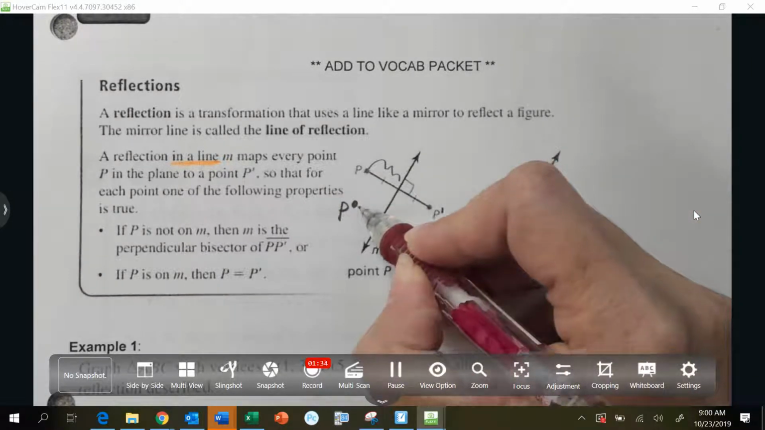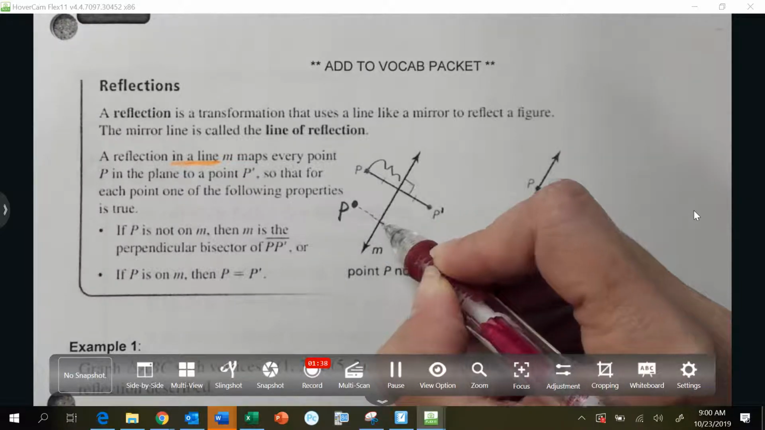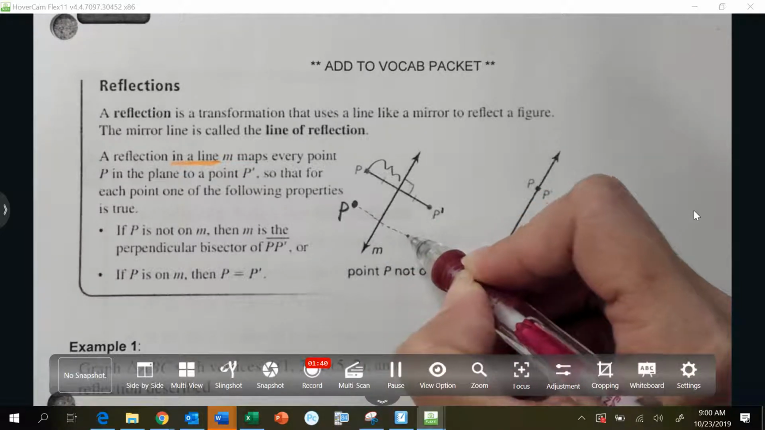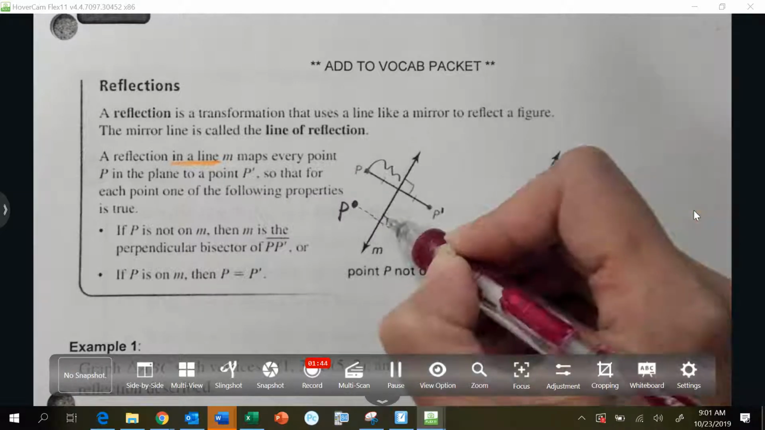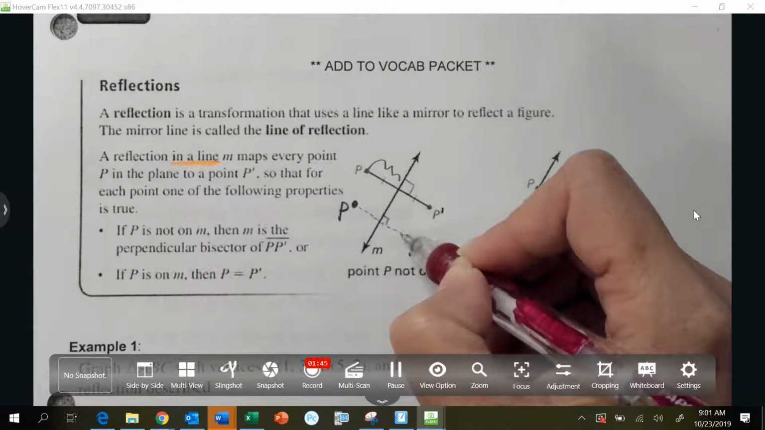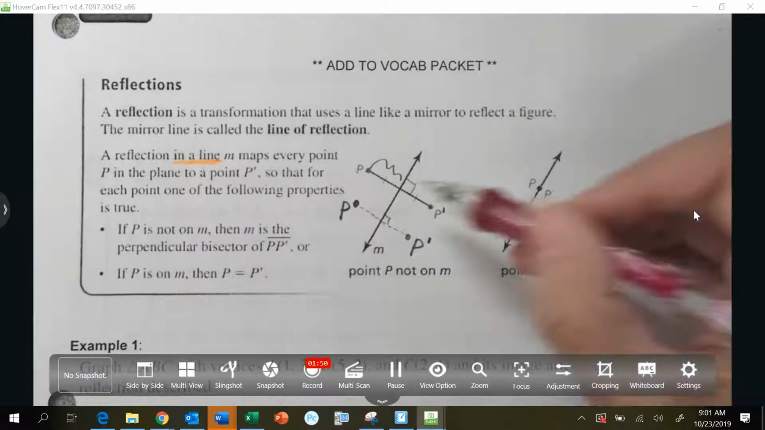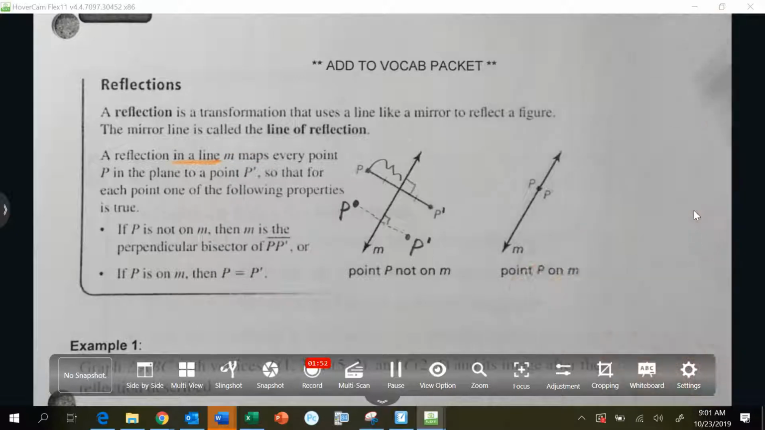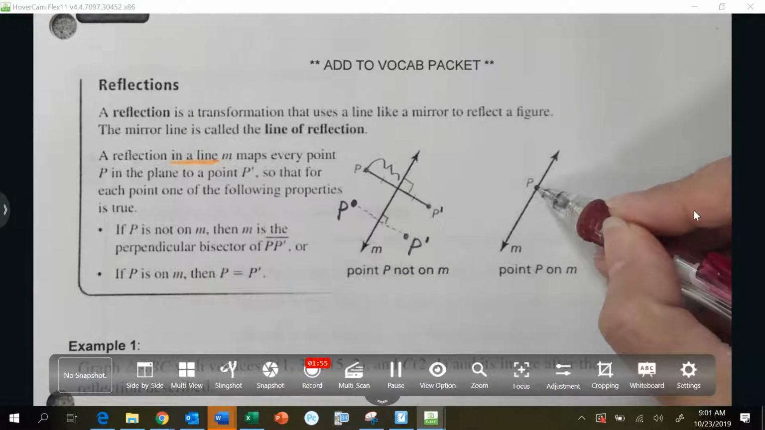And we are reflecting it, but in order to reflect it, I have to find the exact same distance on the other side of the line, and it has to be perpendicular. That distance has to be perpendicular to the line. So the stuff that we did in the last chapter has to be the same distance, which means it makes a perpendicular. And then if the point is on that reflection line, then it just stays there.